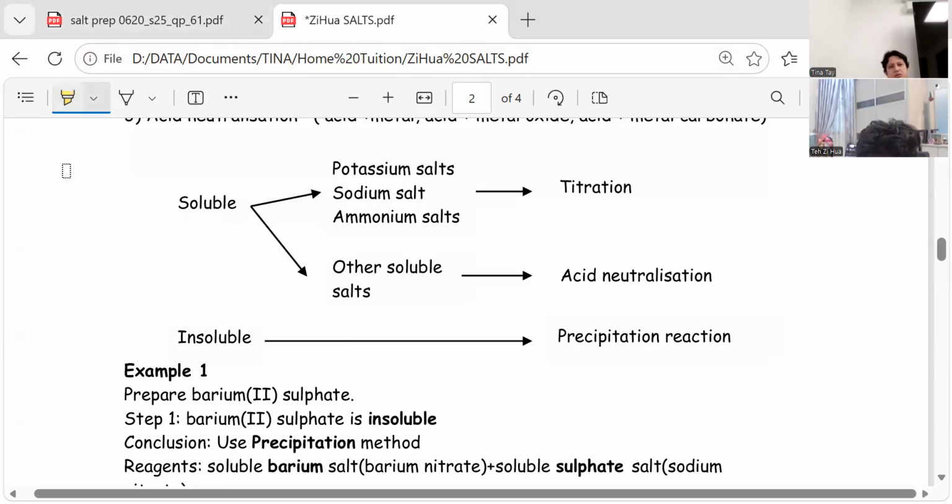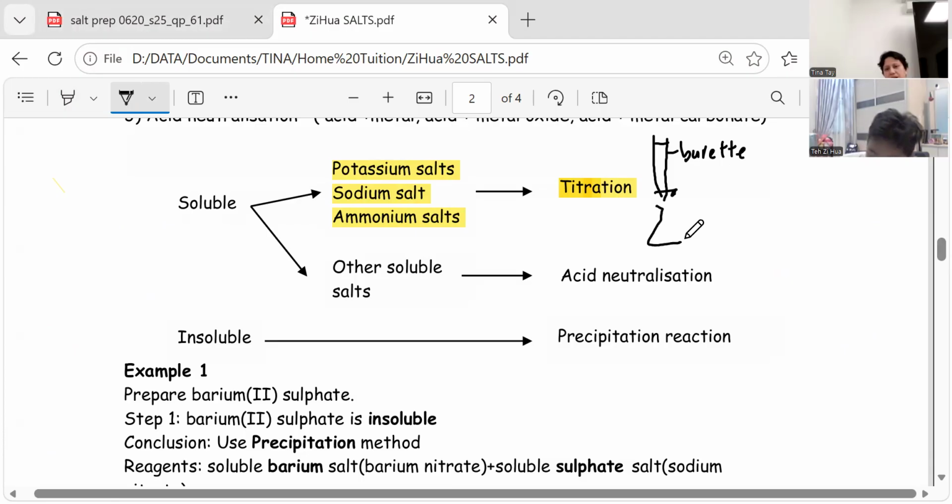The first method is called titration. Titration is only for potassium, sodium, and ammonium salts. Okay, do you know what a burette is? Yes. Okay, here's a burette, and here's a flask. In the burette you put the acid, and in the flask you put the alkali plus the indicator. You titrate like that because acid is an aqueous solution, and alkali is also an aqueous solution.